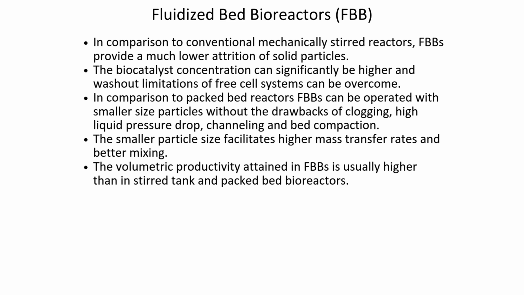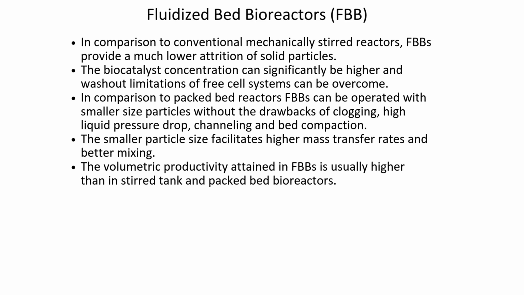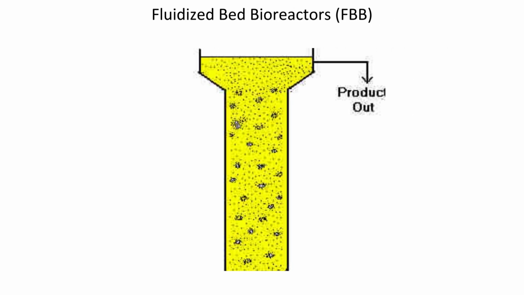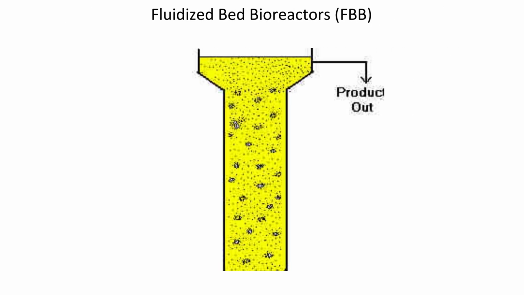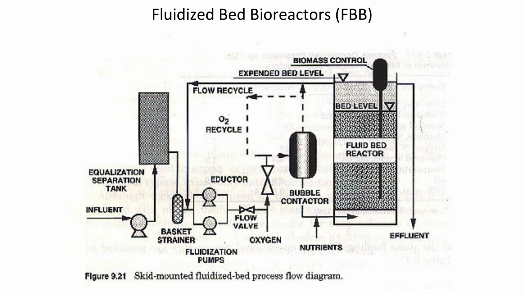When compared to packed bed reactors, FBBs can operate with much smaller particles without suffering from clogging, high liquid pressure drop, channeling, or bed compaction. This smaller particle size allows for higher mass transfer rates and better mixing. As a result, the volumetric productivity achieved in fluidized bed bioreactors is usually higher than in both stirred tank and packed bed bioreactors. A simple diagram is shown with a label indicating product out, representing the effluent stream from the reactor. A more detailed diagram labeled Figure 9.21 shows a skid-mounted fluidized bed process flow diagram.